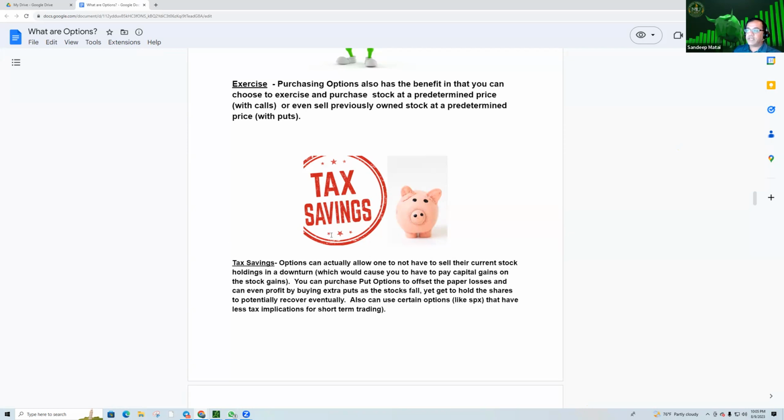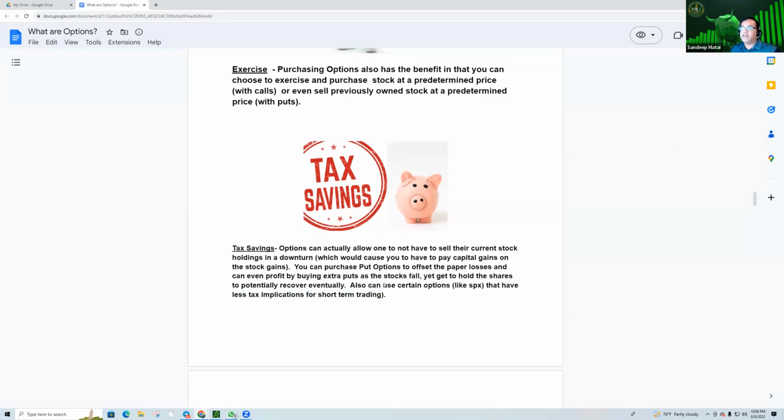So that's the beauty, it can help you not have to pay taxes on gains you might have, maybe not just on the stock, but on the overall market or anything. You can use them to kind of cut that off. And you can also use certain options like SPX, which have fewer tax implications for short-term trading, which we'll go into later, because they're treated differently. You can day trade them, and it's not as bad as the regular short-term trading. So anyway, that's another benefit.